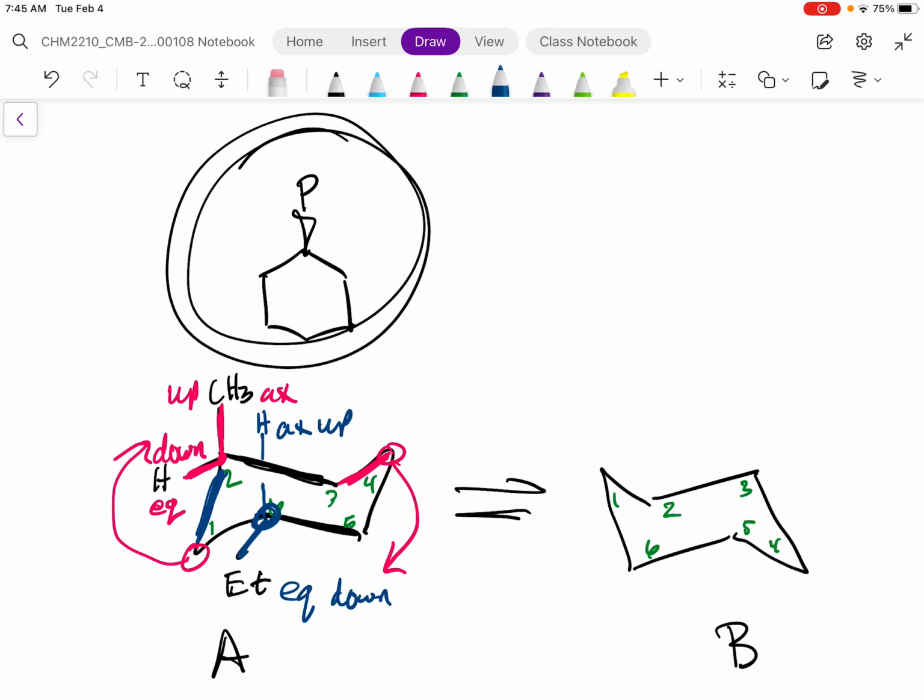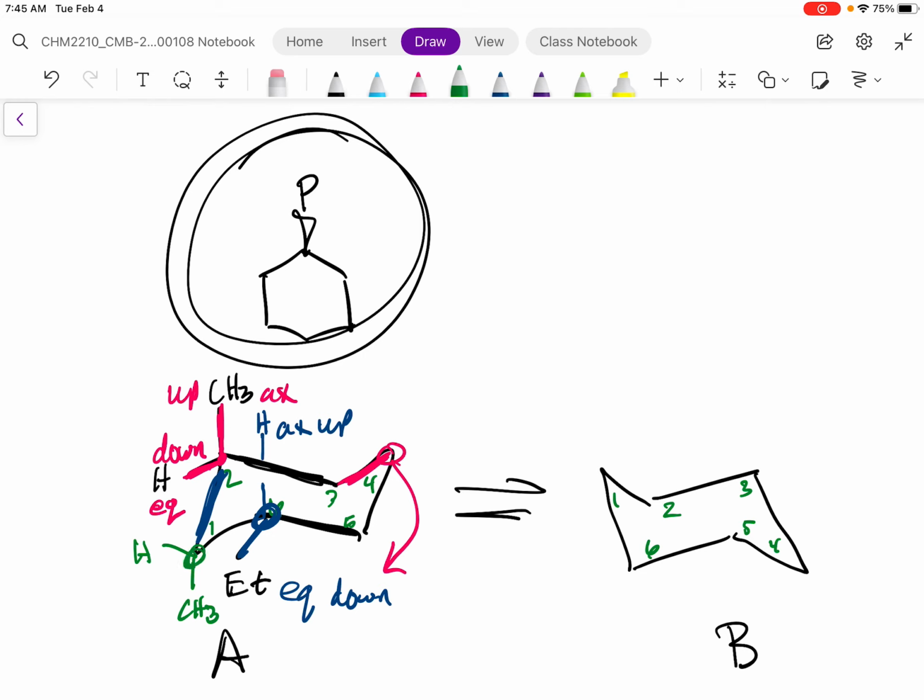Let's add one more so we can compare and contrast. What if I put, let's clean that up. What if I put something like a hydrogen there, and let's put a green methyl there.